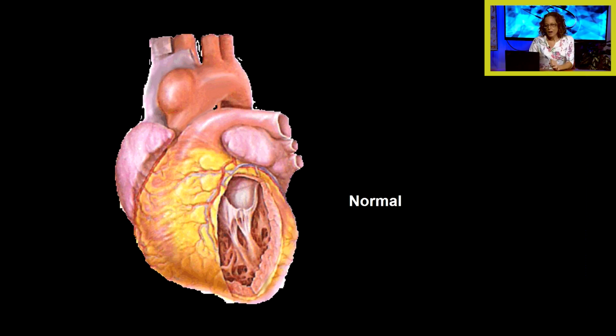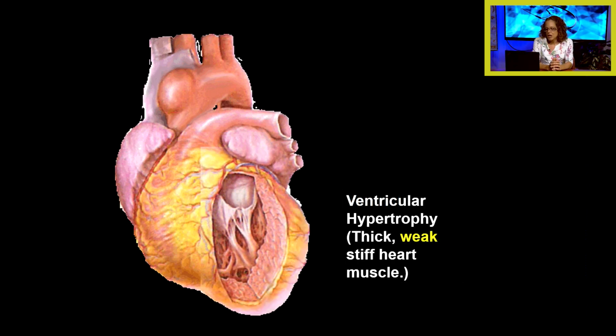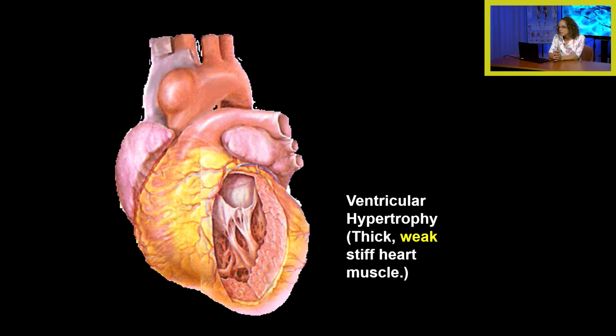So again, here is an image of the normal heart, and here is an image of ventricular hypertrophy. Let's think about that word again. Hyper means more, a lot, too much. Trophy is growth. So too much growth of the ventricle, which is thickened. It's weakened, and there's stiffness of the heart muscle in this case.